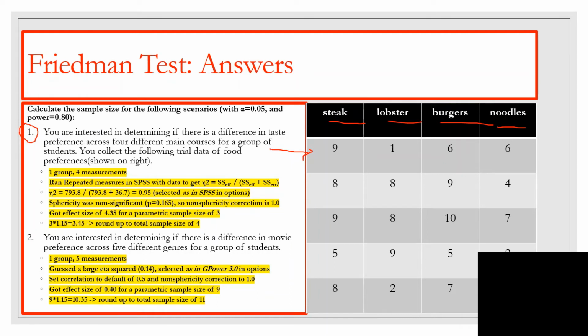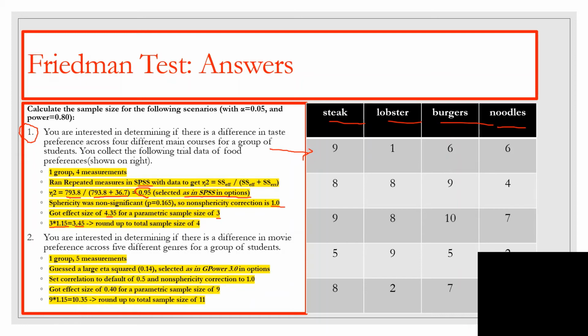So I took this data, put it into SPSS to get our partial eta squared. It ended up getting the sum of squares of the effect, and then the effect plus the error. We get 0.95. Then I made sure to select "as in SPSS" in the options. Sphericity was non-significant, so the correction is 1. So we get a large effect size, a parametric sample size of 3, but I need to correct and then round up because you can't have 3.45 people. You can have a total sample size of 4.